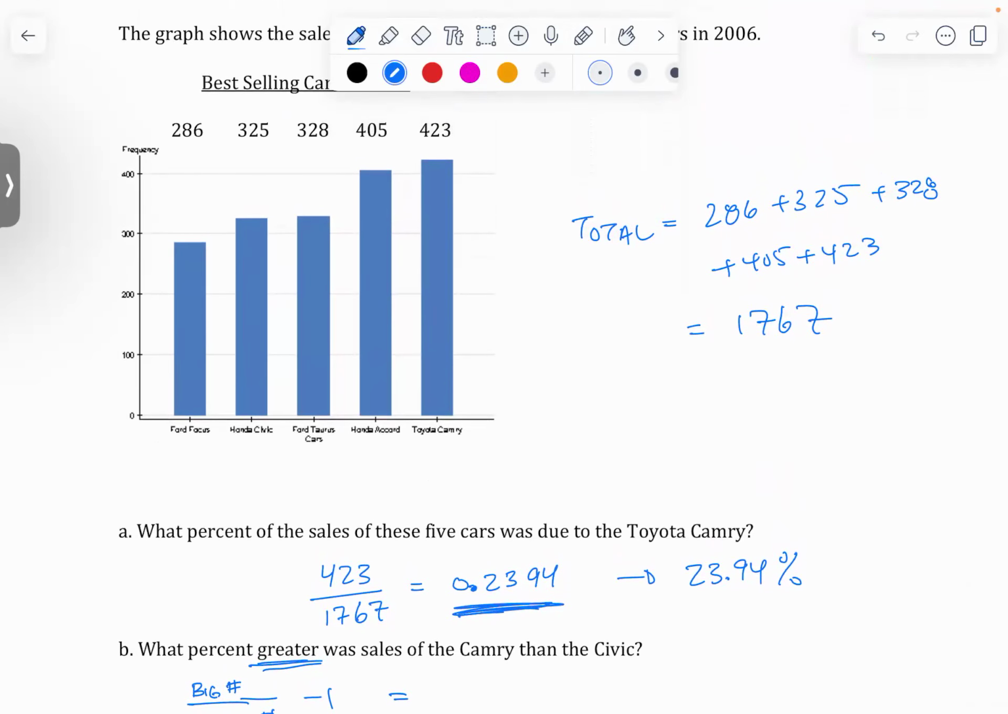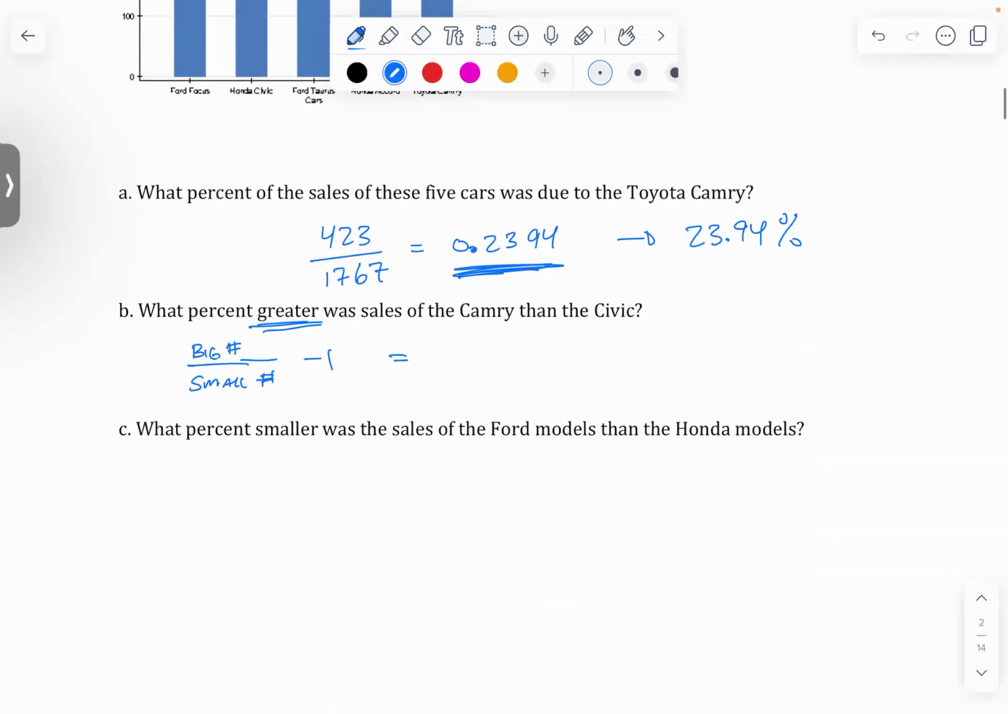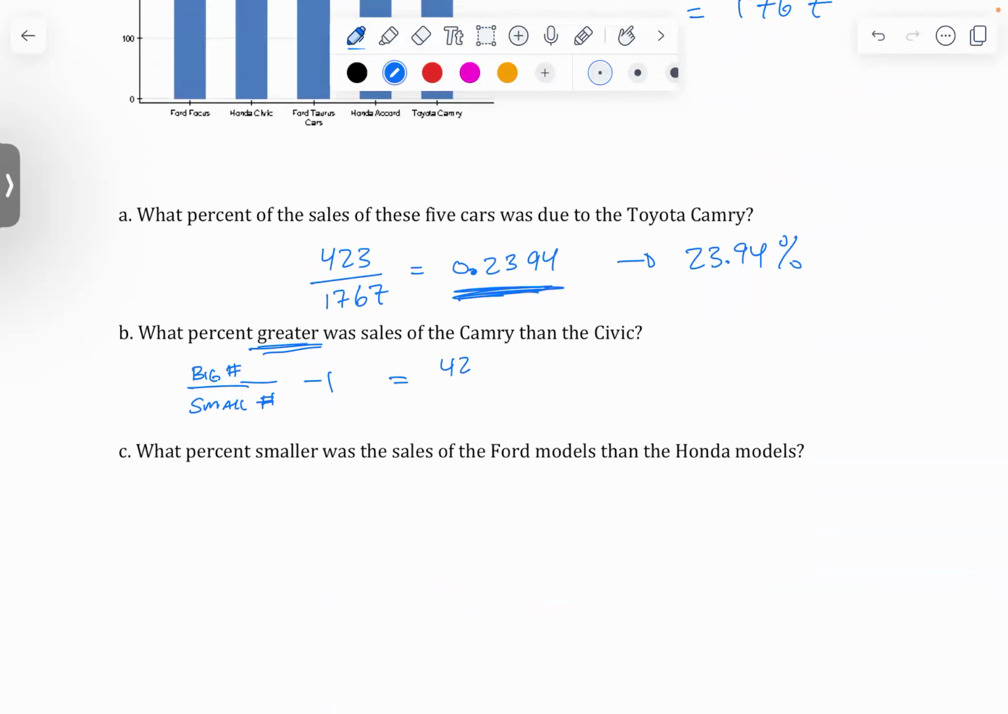So Camry and Civic, looking at those numbers. Civic is 325. Camry is 423. So 423 is the big number, divided by 325 minus 1. That gives 0.3015. Now be aware you can leave this as the probability. I know it says percent. That's perfectly fine for me if you leave it as the probability, or again, convert it to the percentage, but it's the same.